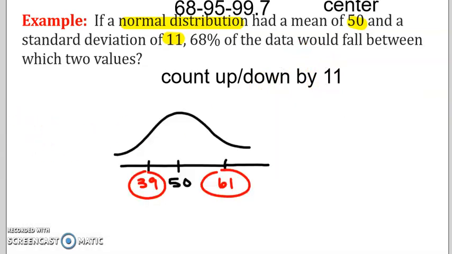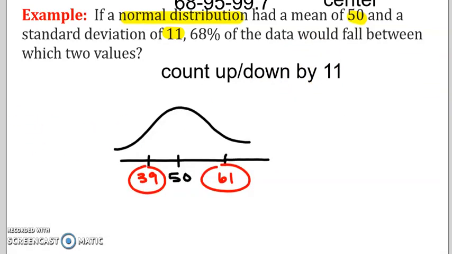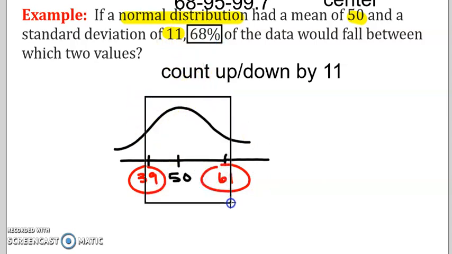So here is a very rough sketch of a bell curve. And since I know 68% is within one standard deviation, I only have to count up or down one standard deviation from my mean. Well, that would be between 39 and 61. Not too terrible, right?